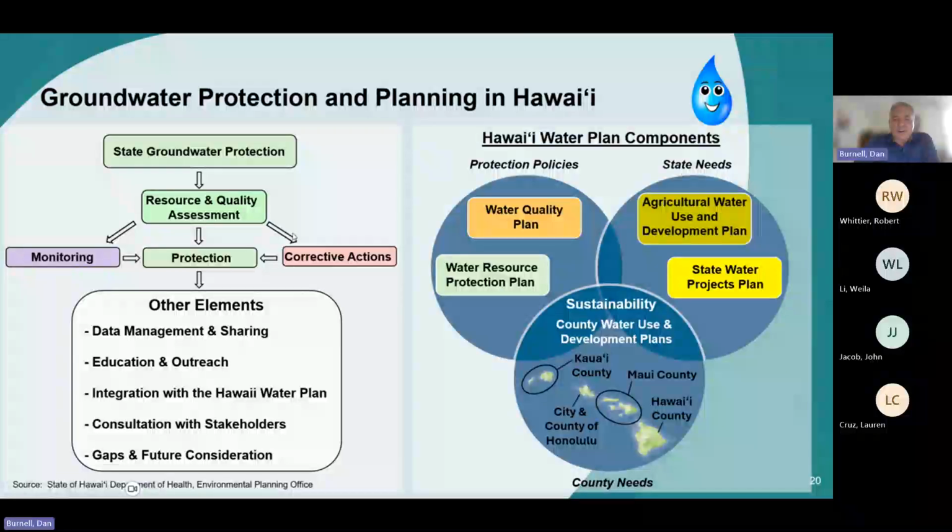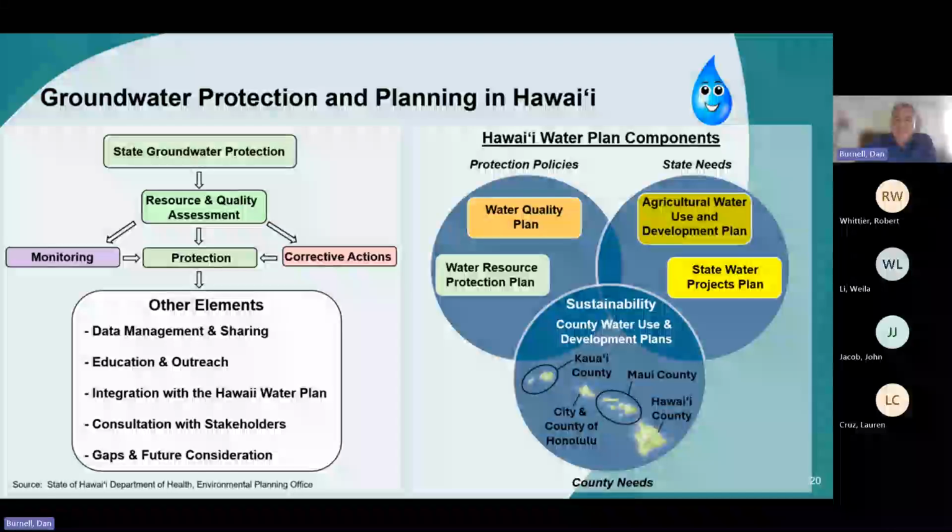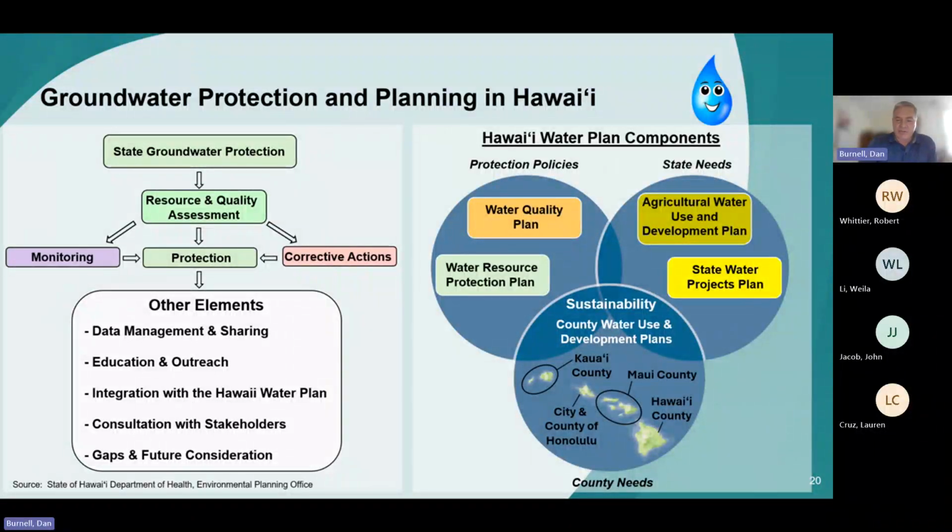And also there's assessments for corrective actions if necessary to protect our groundwater resources. In addition, there's water quality plans performed to protect the groundwater. There's water resource protection plans. There's agricultural plans. All this is part of making sure that we protect this important groundwater resource. Remember, 85% of the groundwater is used for drinking water. And so we want to make sure that this resource is sustainable into the future.